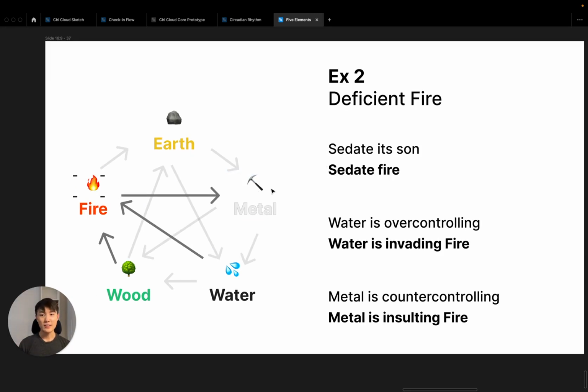Well, with practice, this would become second nature. Just do an example in your head, in the car, whenever you have free time. Think about what happens when earth is excessive. What do I do to treat excessive earth? Who is it being controlled by? Who is it controlling? And what is its relationship there? What is being invaded and what is being insulted? Go over different examples in your head, write it down, and with practice, this will become second nature to you.